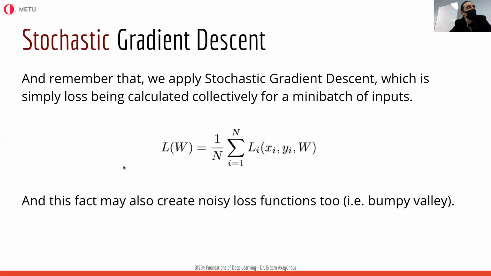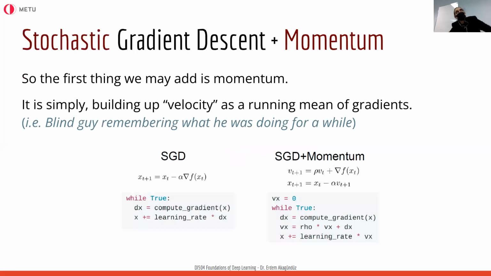Actually, this creates noisy loss functions too, because this is good, but it will create noisy loss functions. The loss function will change from batch to batch in this example. So what do we do? We need further improvements. Gradient descent was not enough. We get back to stochastic gradient descent. Now we have another idea, a very common idea that's widely used: stochastic gradient descent plus momentum. It is simply building up velocity.